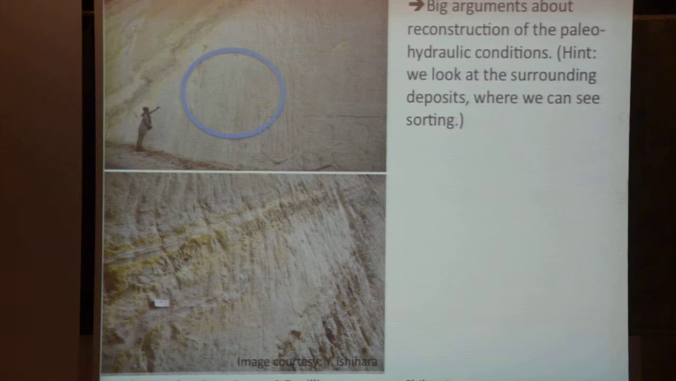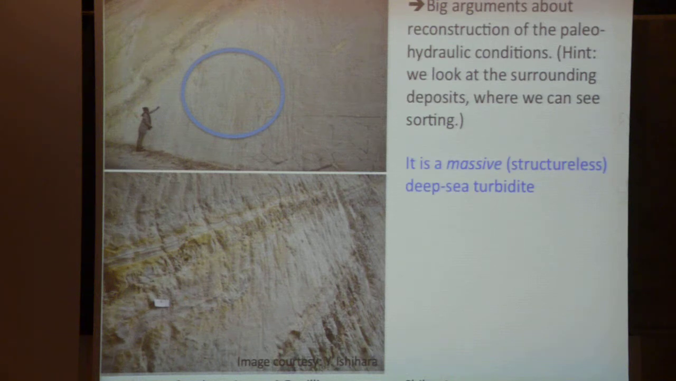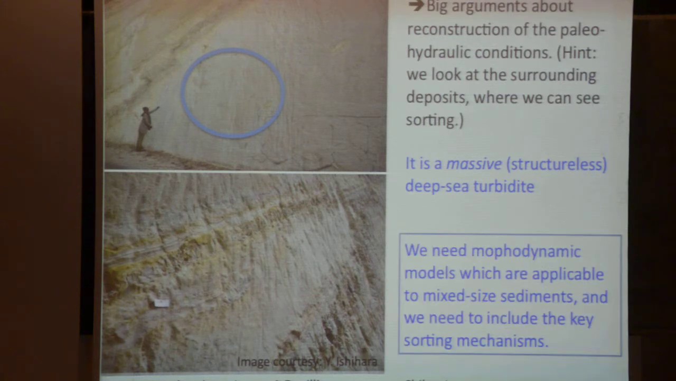The former slide is this part. This is a massive structureless deep sea turbidite. And we look at the surrounding deposit, where we can see sorting, and interpret this as the deposition from the turbidity currents. So now you see how important the grain size and shape sorting is for us.